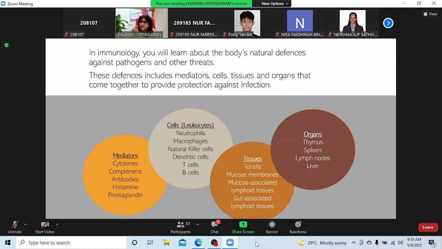Bone marrow. Now, Nisha mentioned lymph nodes. Nisha, you are absolutely right. Lymph nodes are incredibly important for our immune system. All right, Nisha? So you take in that information first. You're right, lymph nodes are definitely part of your immune system. But lymph nodes are not the organs that produce your immune cells.